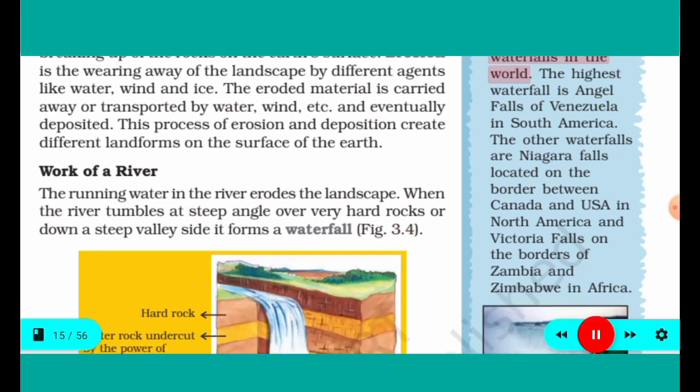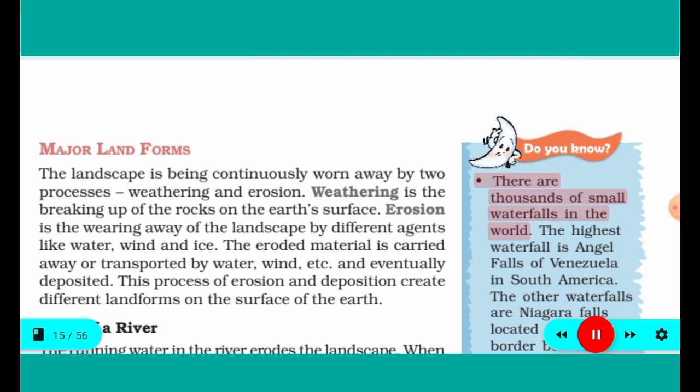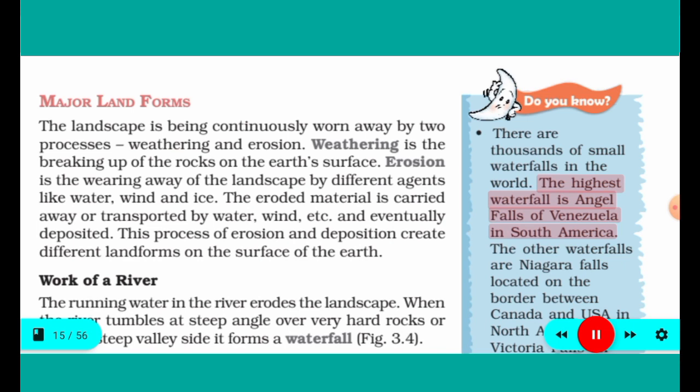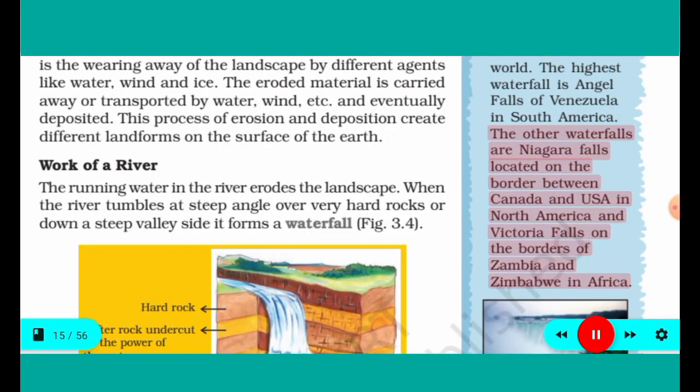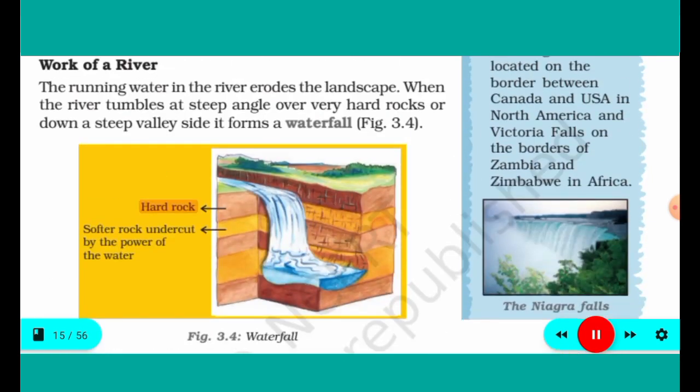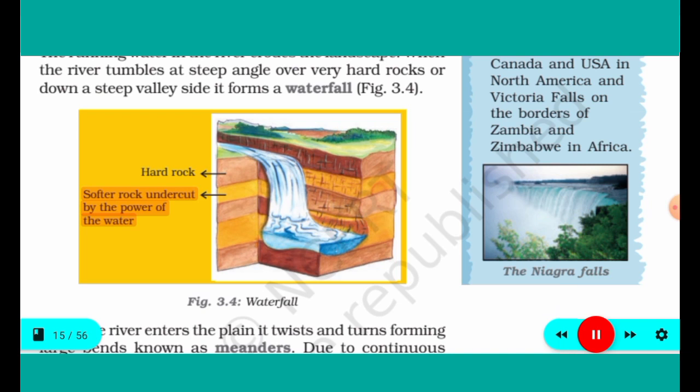Fig. 3.4. There are thousands of small waterfalls in the world. The highest waterfall is Angel Falls of Venezuela in South America. The other waterfalls are Niagara Falls located on the border between Canada and USA in North America and Victoria Falls on the borders of Zambia and Zimbabwe in Africa. The Niagara Falls. Hard rock. Softer rock undercut by the power of the water.